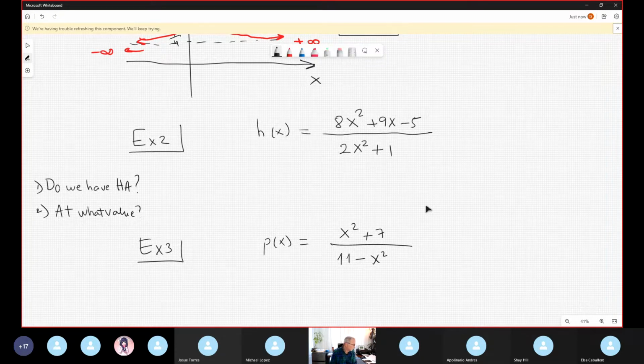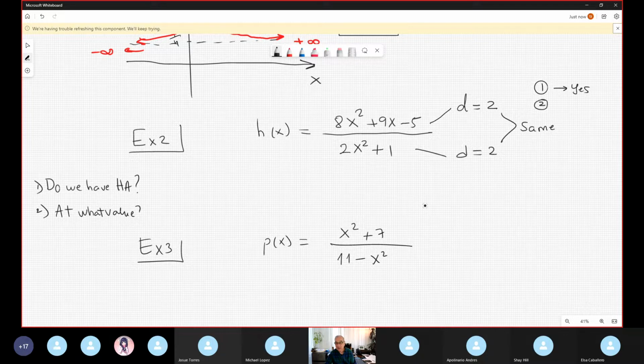Michael is saying so, no. So it's the same, right? What is the answer to question number 1? Okay, he said the degree is 2, and the degree is 2. It's the same. Therefore, the answer to the first question, do we have a horizontal asymptote, is yes. The answer to question 1 is yes.